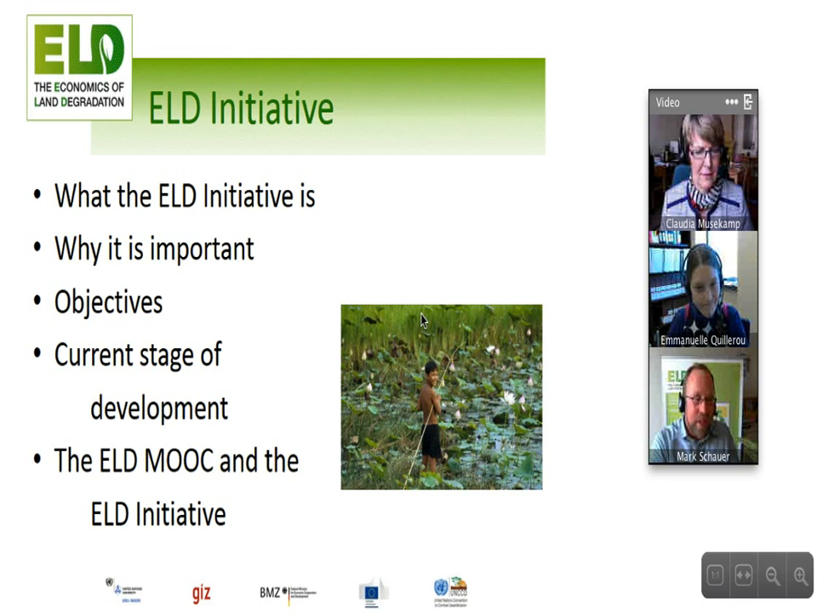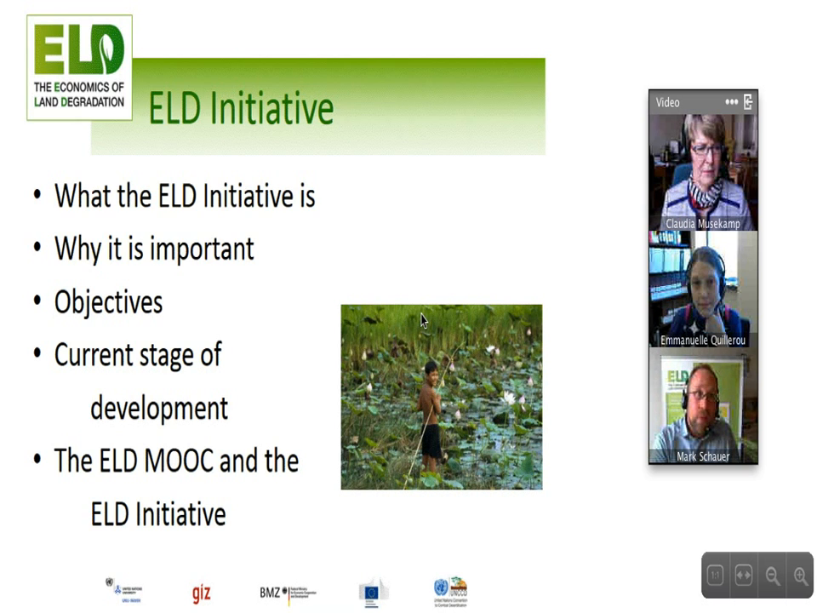So what is the ELD initiative? Let me get in medias res here. The ELD initiative has been initiated by a number of political partners, by the German Ministry for Development and foremost by the United Nations Convention to Combat Desertification, UNCCD. I see a number of colleagues from UNCCD are joining us as well here. And the European Commission right from the start.